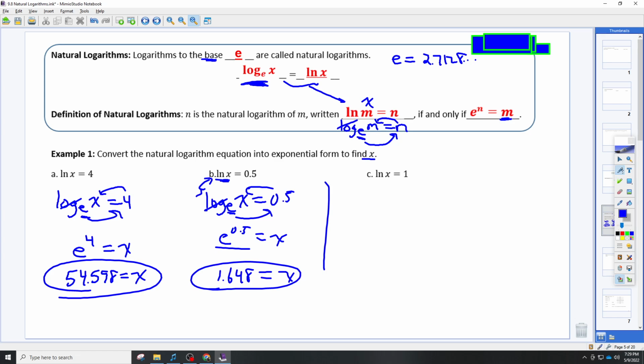Okay, last one. Maybe we can try doing this without changing it to logarithms. If you just realize that ln of x is the same thing as having a base e with a log, you can probably just put a little e there and then go around the circle. So we take out the ln, go around. It's e to the 1st equals x. And e to the first is just the number we know, 2.7128... right? That's how you change from logs to exponential form and solve these for x.